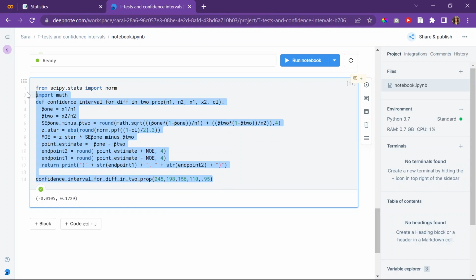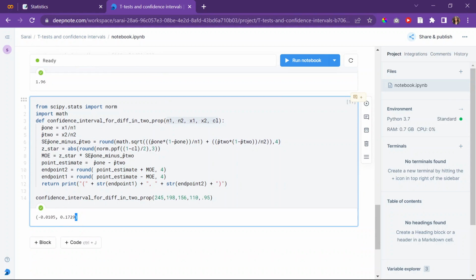If you want to just double check your answer and you don't have your calculator with you to calculate z star, then you can just copy and paste this into Google Collaboratory or a Deepnote notebook, which is where I am right now, and just plug in your data, right? So your n1, your n2, your x1, your x2, your CL, which should all be given to you, and then just run it and it should give you your confidence interval. So that's a quick shortcut.